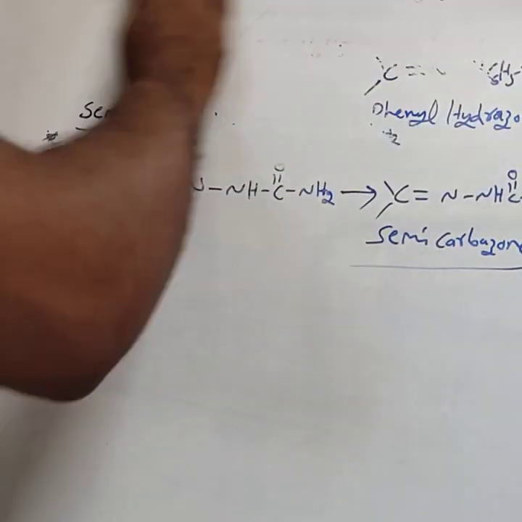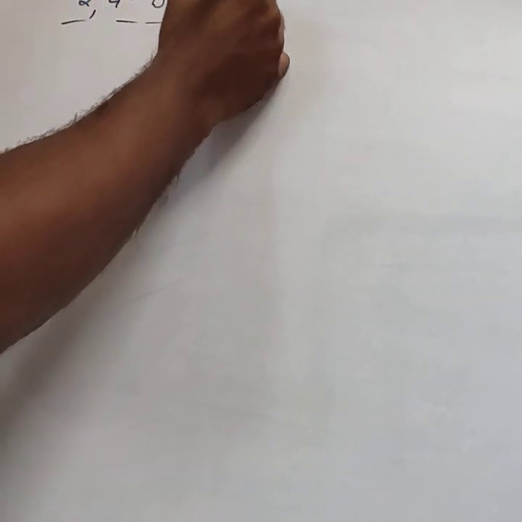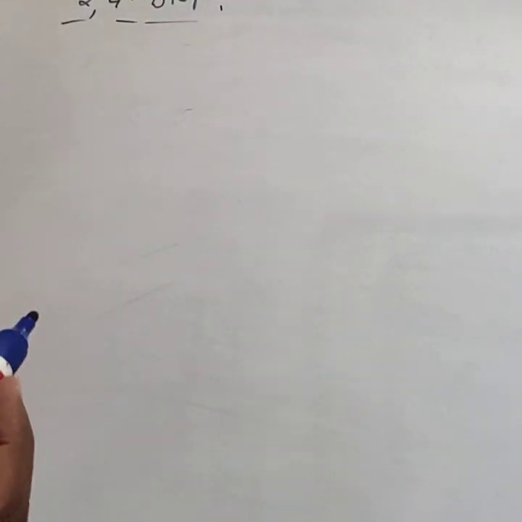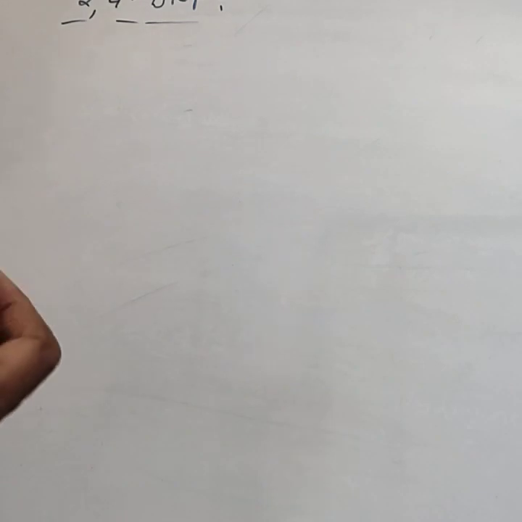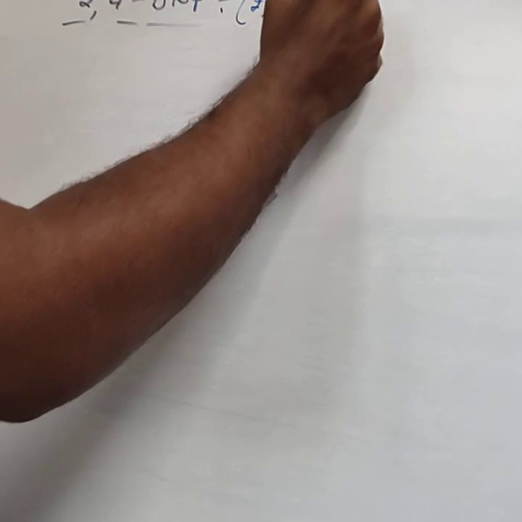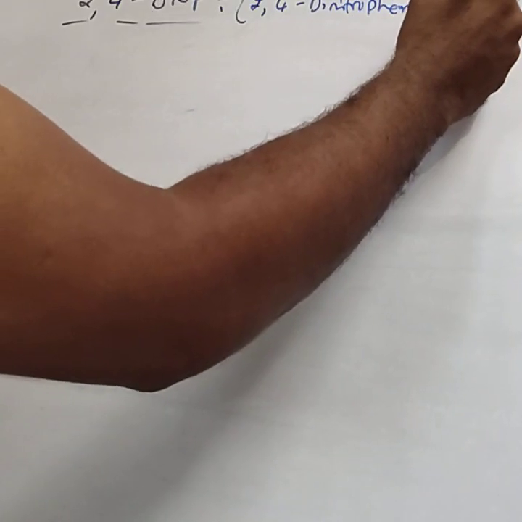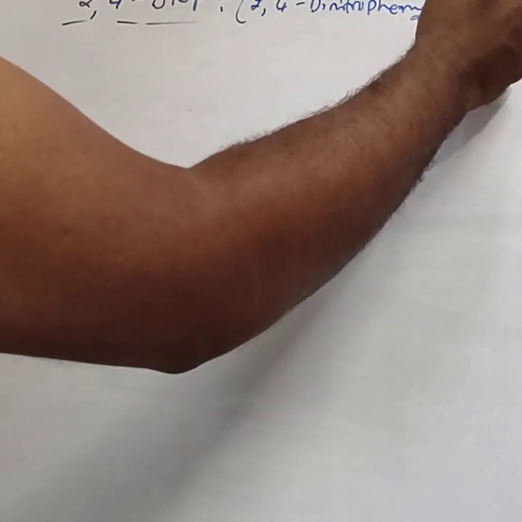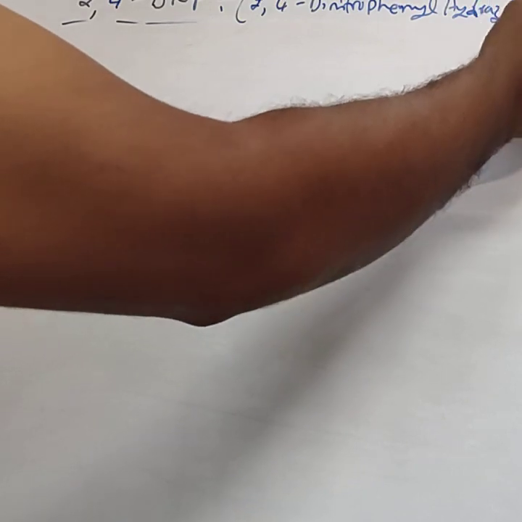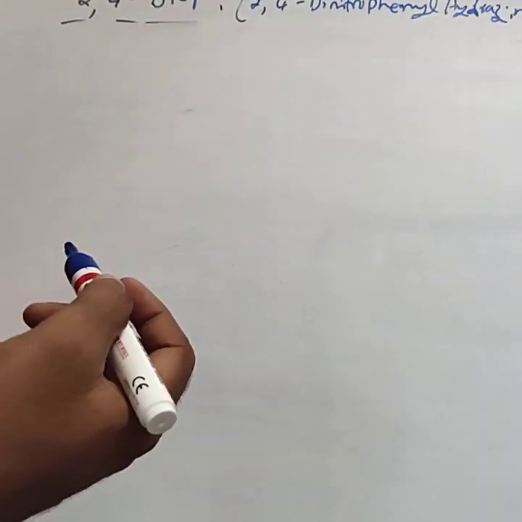Then, similarly, reaction with 2,4-DNP. This is important for the CET, for the practical, for the viva question. They can ask about this 2,4 DNP. 2,4 DNP means 2,4 dinitrophenylhydrazine. In viva, in practical, they will ask this question. Expand 2,4 DNP. 2,4 DNP means 2,4 dinitrophenylhydrazine.